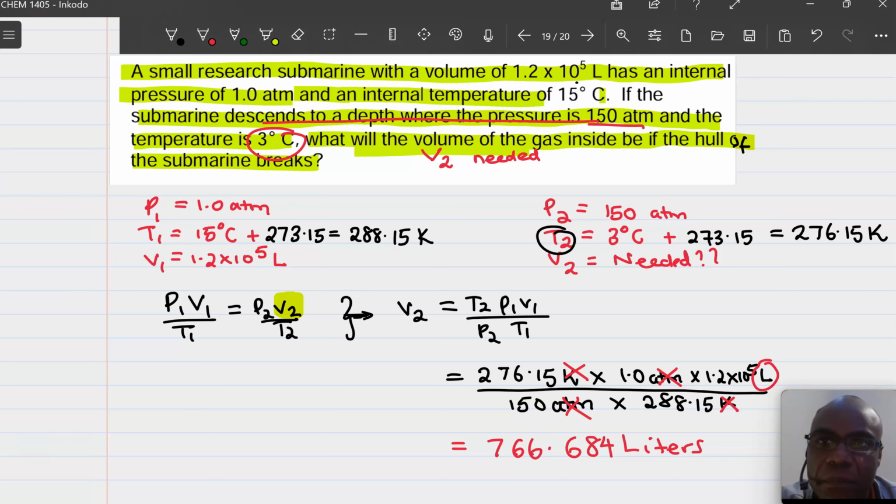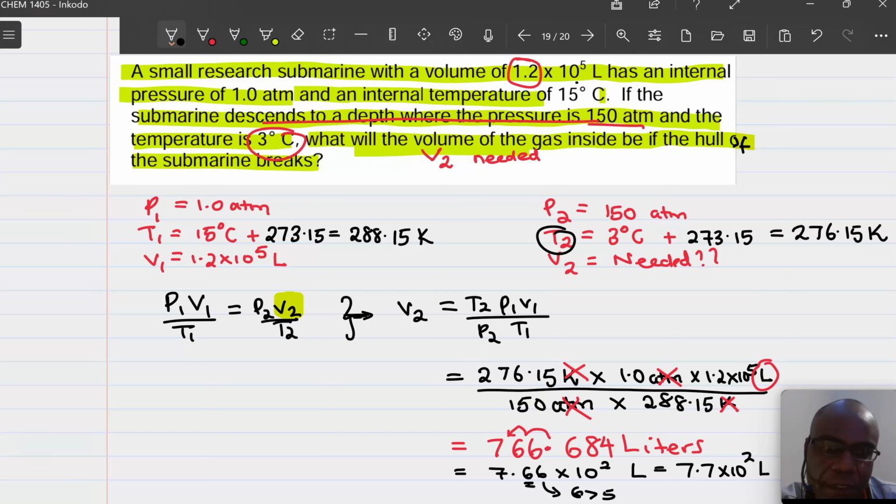Looking at the question, we should report the answer to two significant figures. So doing so, we'll convert this to 7.66 times 10 to the power 2 liters. We need two sig figs. So in that case, I see this 6 is greater than 5. So I'll round up the underlined 6 to a 7. So it will be 7.7 times 10 to the power 2 liters. That will be our new volume, final volume, reported to the correct significant figures.